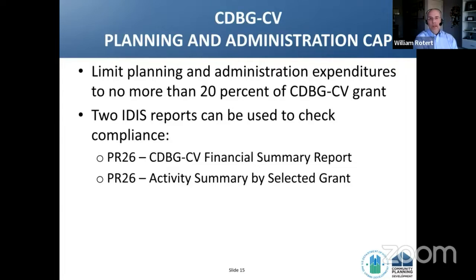So it's important as a reminder that not only for your regular CDBG program, but also for your CDBG COVID funding, that 20% cap applies to both programs. But with CDBG-CV, you're dealing with a distinct, separate grant or grants. And again, if you want to check to see how you're doing at any given point in time, to make sure you're not getting close to, heaven forbid, exceeding that 20% cap, you can go to the PR26 reports and check to see how you're doing. Next slide.